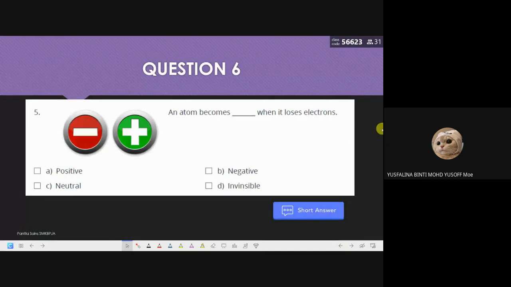Okay, an atom becomes what? It will become positive. So the answer is A.